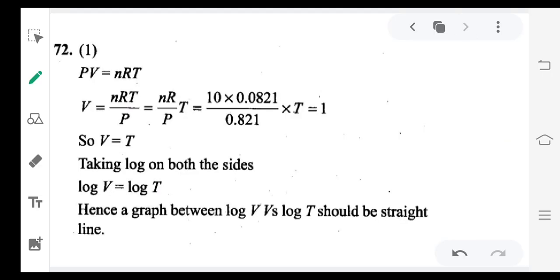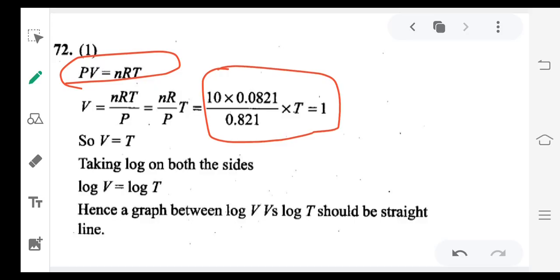See, now you know PV = nRT, so V = nRT/P, that is (nR/P) × T. If you substitute the given information, 10 moles, R value 0.0821 and pressure 0.821, multiplied by T, the factor works out to exactly 1. So you will get V = T.